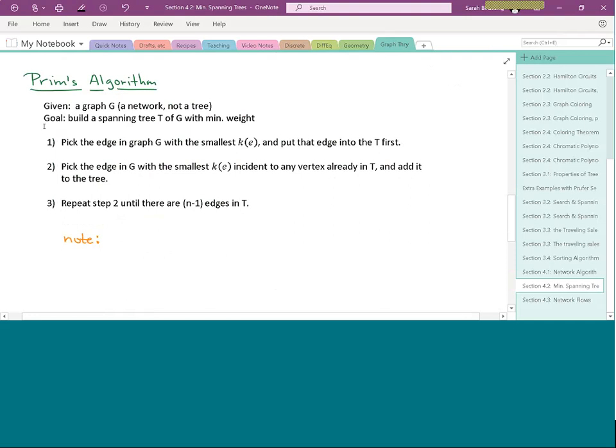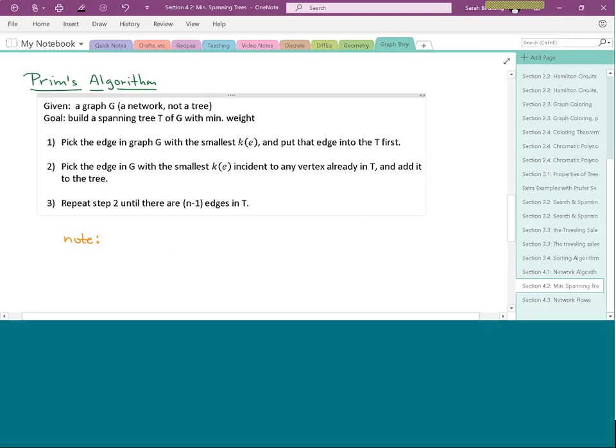Okay. So here, you're going to start off with some graph. It's a network, so it has to have weights associated to each of the edges. Typically with Prim's and Kruskal's algorithms, they're called weights as opposed to lengths, like with Dijkstra's algorithm. But in all of these cases, at the end of the day, in order to be able to use the algorithms, you have these numbers associated with each of your edges, regardless of what they represent.